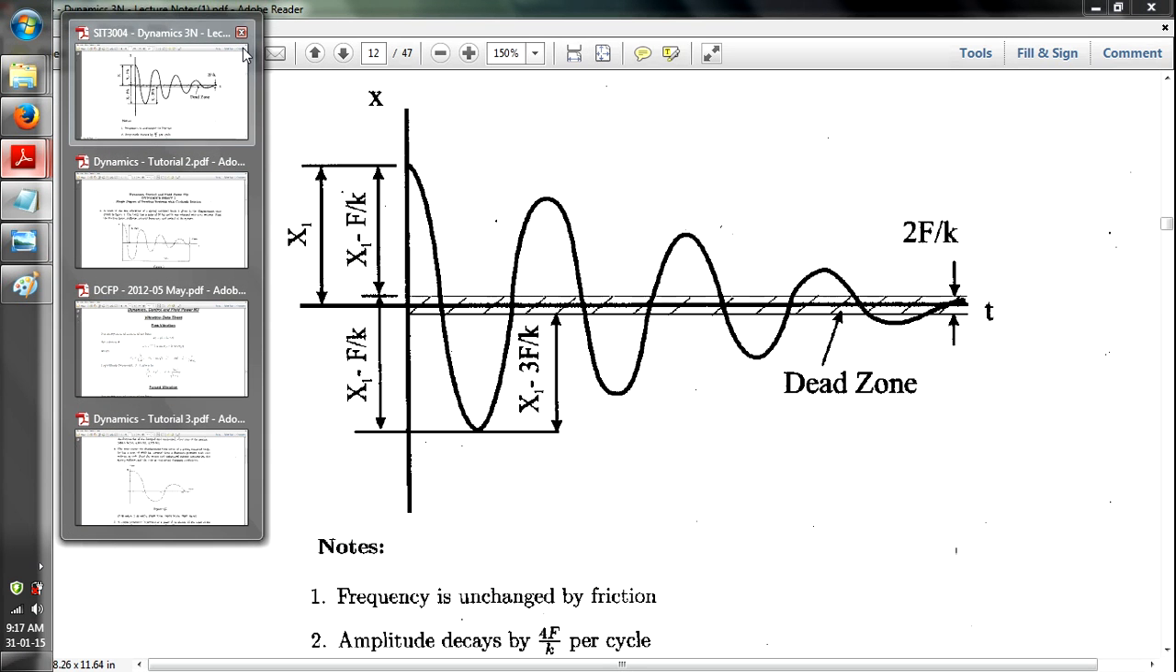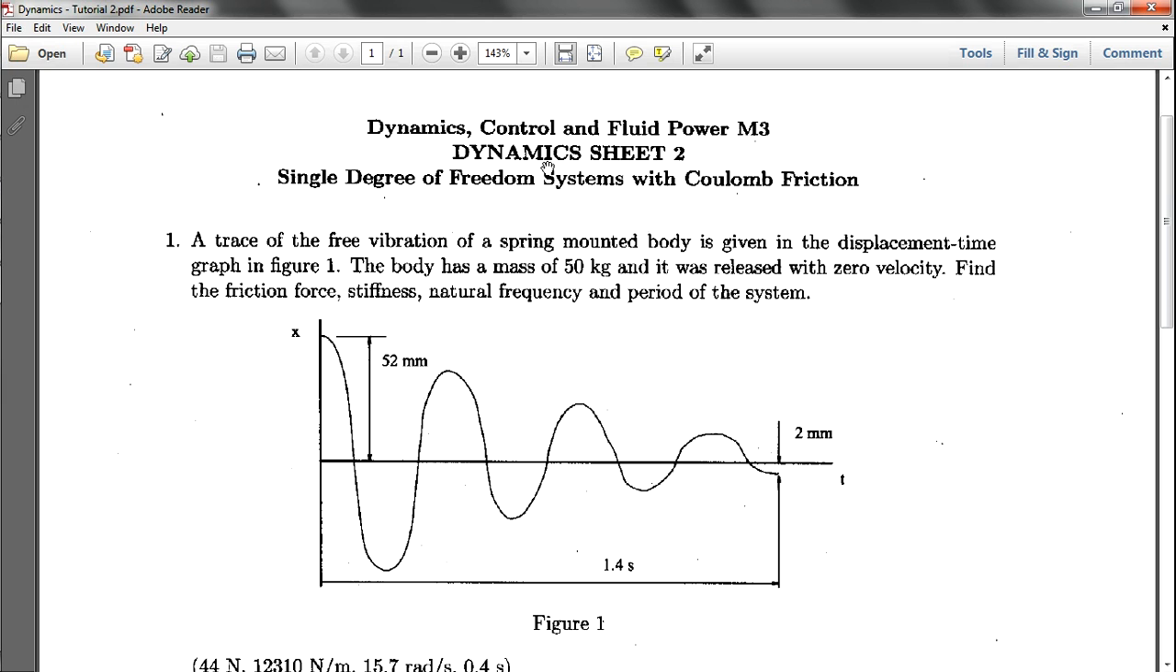So we have a question. This is tutorial two, question one. So the trace of the free body is determined by this equation. When you measure, then you derive an equation, and then you plot it out. You have this spring movement. So your purpose is to actually find the friction force, the stiffness, the natural frequency, and the period of the system. Okay, you are given this graph, and then you're asked to find.